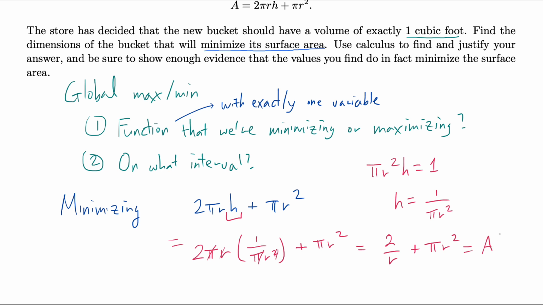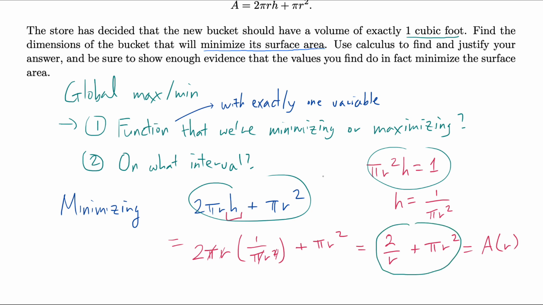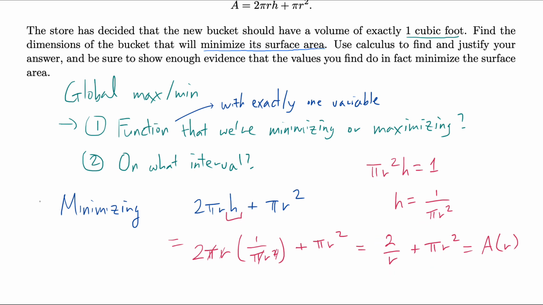So let's call this A of R, A for the surface area, I guess. So that's the first step. You want to make sure you write down what you want to maximize or minimize. If it has more than one variable, you want to use the information given to you to get rid of some variable until we just have a function of one variable. So we have done step 1. We found something to minimize.